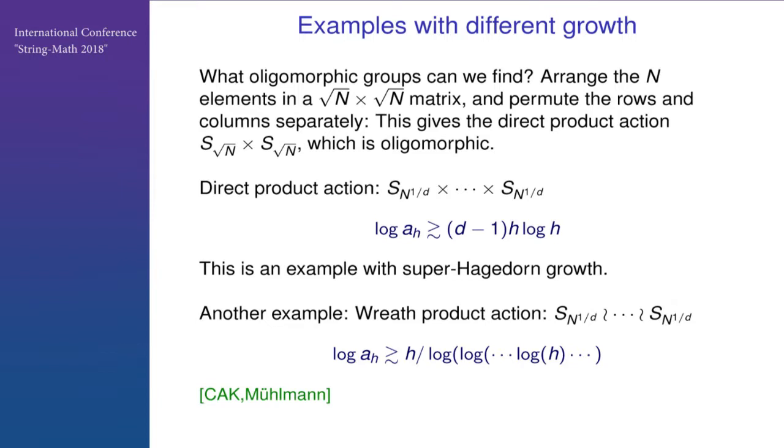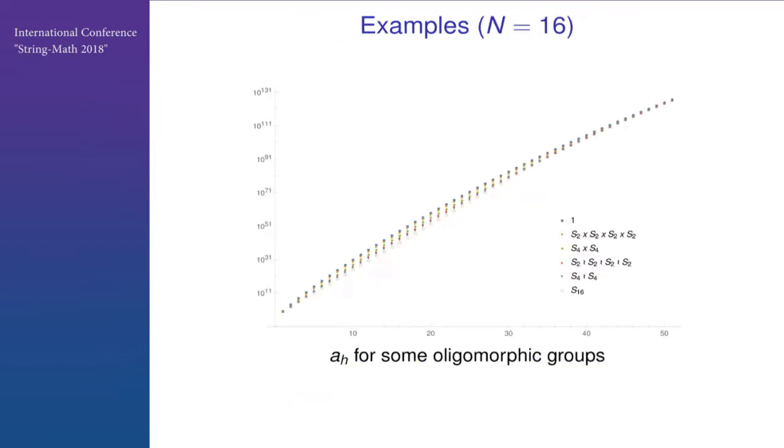There's also a different thing, the so-called wreath product action, which grows a bit more slowly, which again turns out to be oligomorphic. So let me just quickly show you a plot. This is for n equals 16. Here I'm plotting the actual spectrum of both the twisted and the untwisted sector. It's a bit out of focus, but there are maybe two things that you could see. The first thing is that it seems like there's not too much difference between the different types of things that we're doing. We have the full symmetric group here, we have some wreath products, we have some direct products. But this is a logarithmic scale, so there's actually quite a big difference between the number of states between these things.